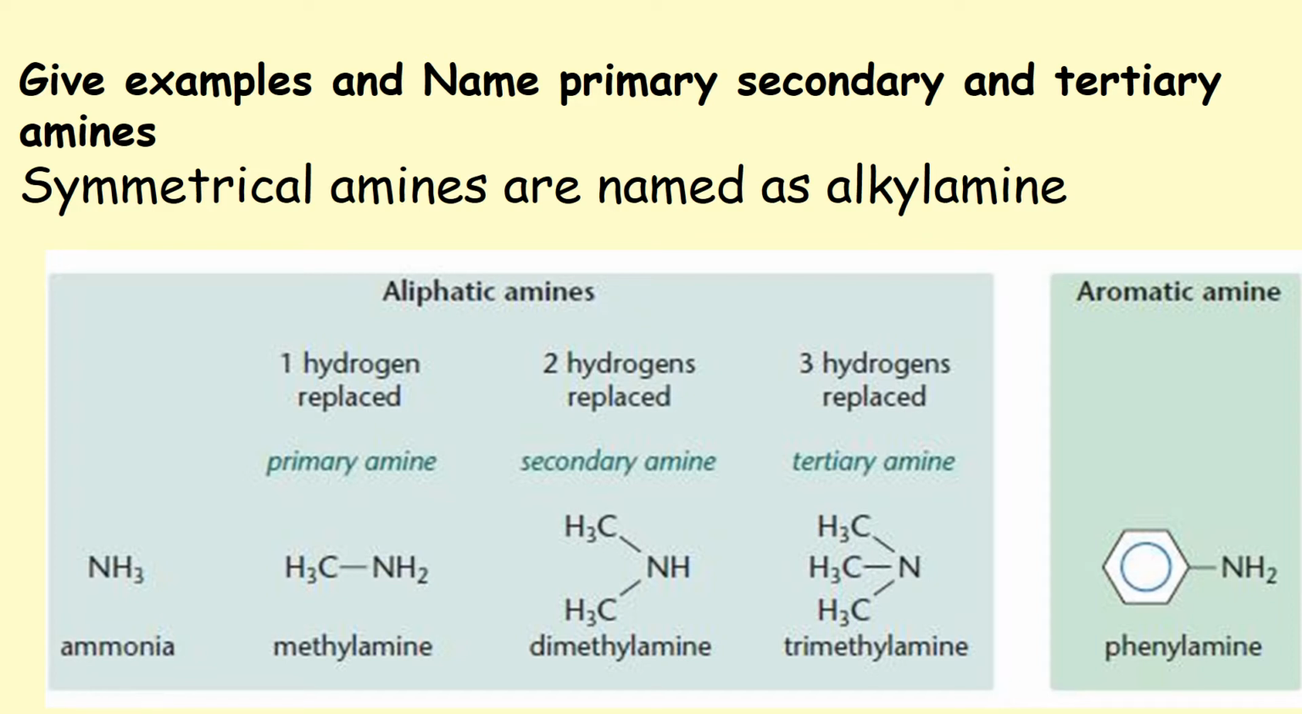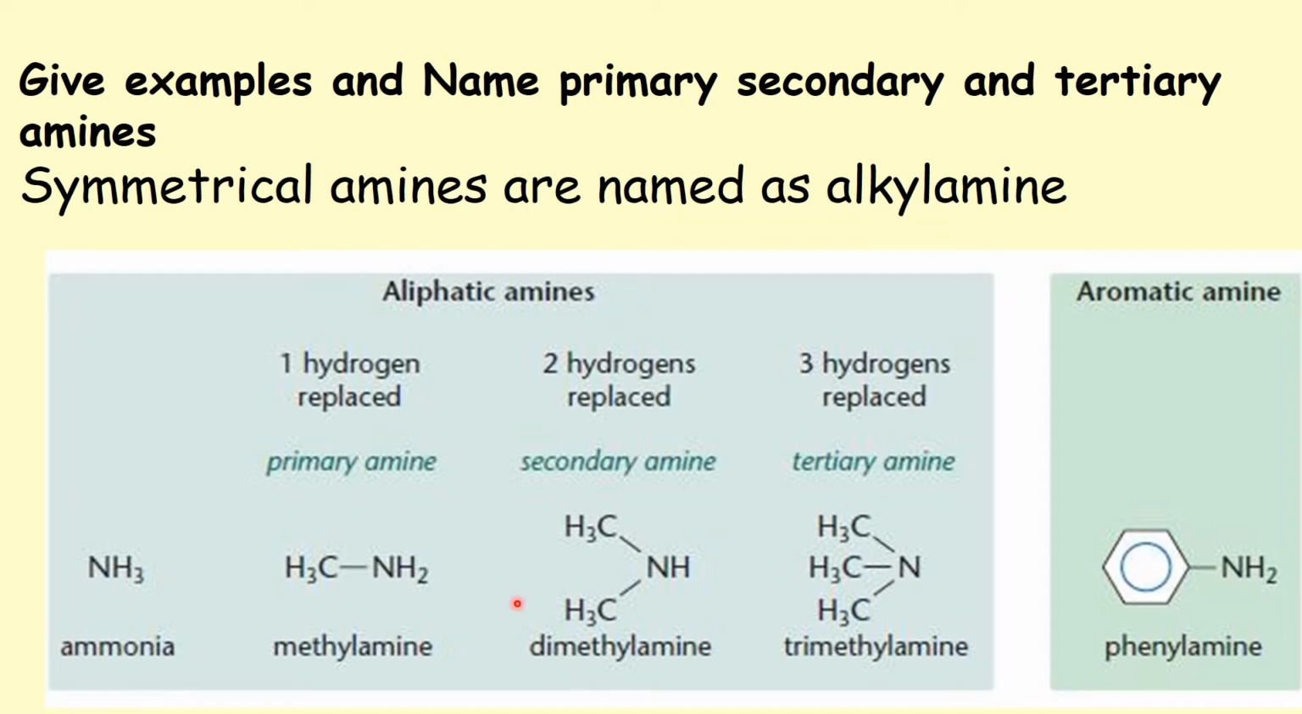Okay, so the next question was: give examples and name primary, secondary and tertiary amines. Now, these are what I call symmetrical amines, and they can be very simply named. Symmetrical amines have a very simple naming system. As you can see there, if it has a methyl group, then it's called methylamine.